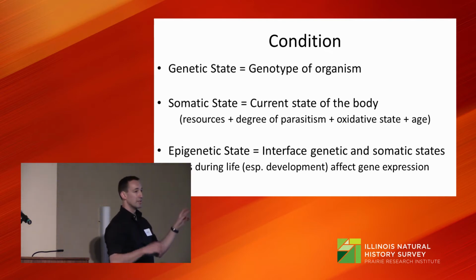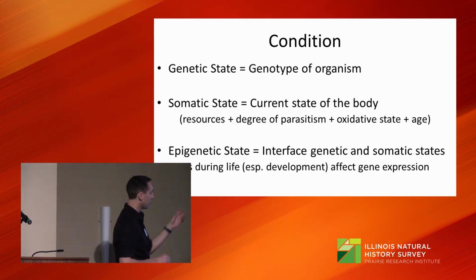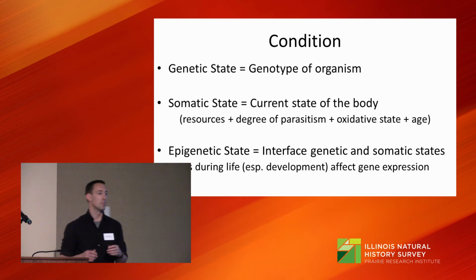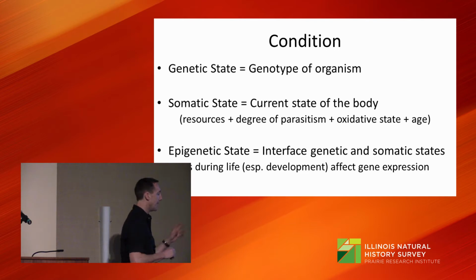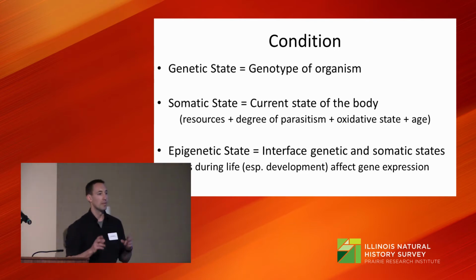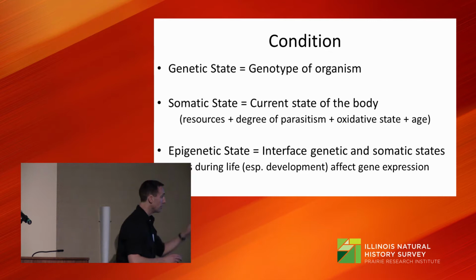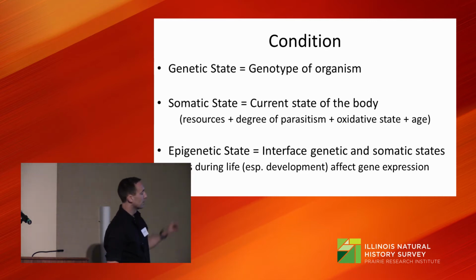Now, the genotype is inherited and is fixed for life. Somatic state is the sum of an organism's available resources, its degree of parasitism, oxidative state, and age. And the epigenetic state results from events in life affecting gene expression. And these are all important, but I'm going to be focusing on somatic state today when I talk about condition.